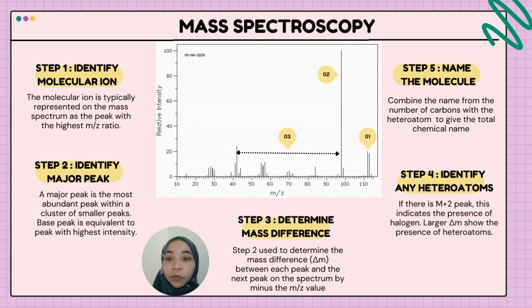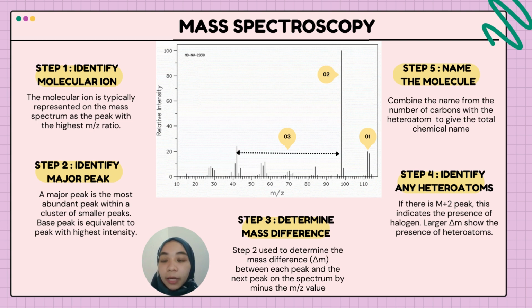Okay, next we move to mass spectroscopy, on how to determine the molecular compound when the mass spectrum is given. The first step is we need to identify the molecular ion. The molecular ion is typically represented on the mass spectrum as the peak with the highest m/z ratio. From the mass spectrum given, there is a peak seen at m/z 113, and this peak represents the molecular ion. The second step is we need to identify the major peak.